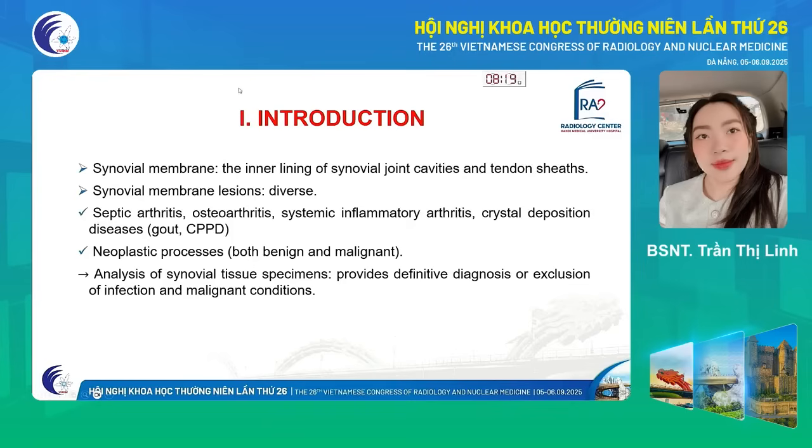As you know, the synovial membrane refers to a specialized type of connective tissue which lines the inner surfaces of synovial joint capsule, tendon sheath, and bursae. Its primary role is to secrete the synovial fluid. Synovial pathology can occur in a wide spectrum of conditions, including septic arthritis, osteoarthritis, systemic inflammatory arthritis, crystal deposition diseases such as gout, CPPD, and neoplastic processes, both benign and malignant.